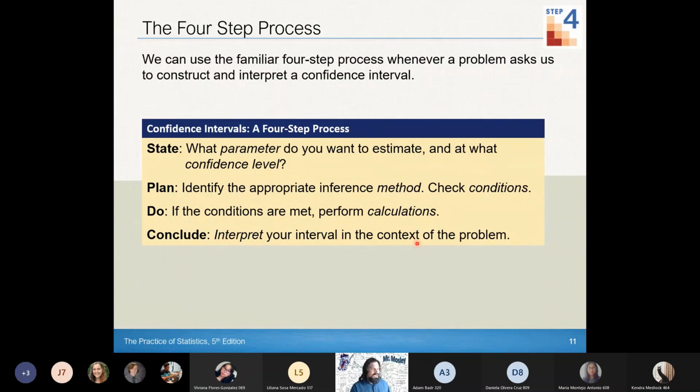Conclude: interpret your interval in the context of the problem. This is important, context of the problem. Just providing the interval and saying, here's the interval, it's not sufficient. You need to say what it means. Within the context, you must refer back to what the original context of the problem was talking about. Having all four of these steps is what the AP graders are looking for.